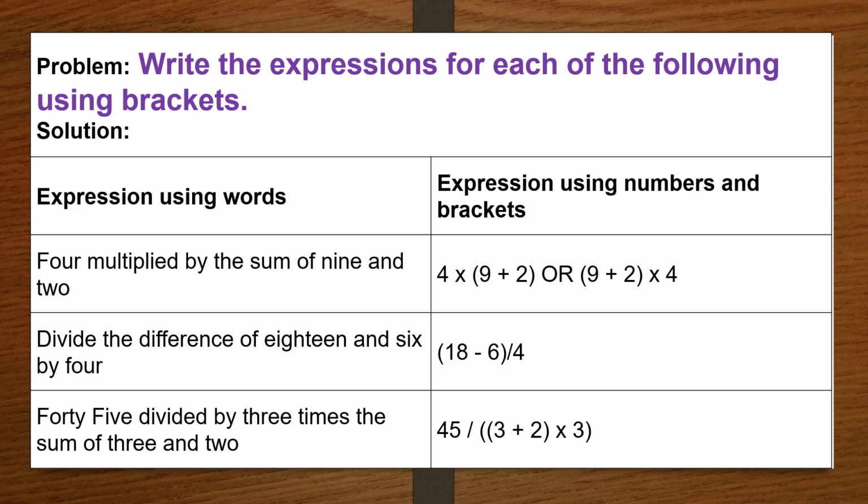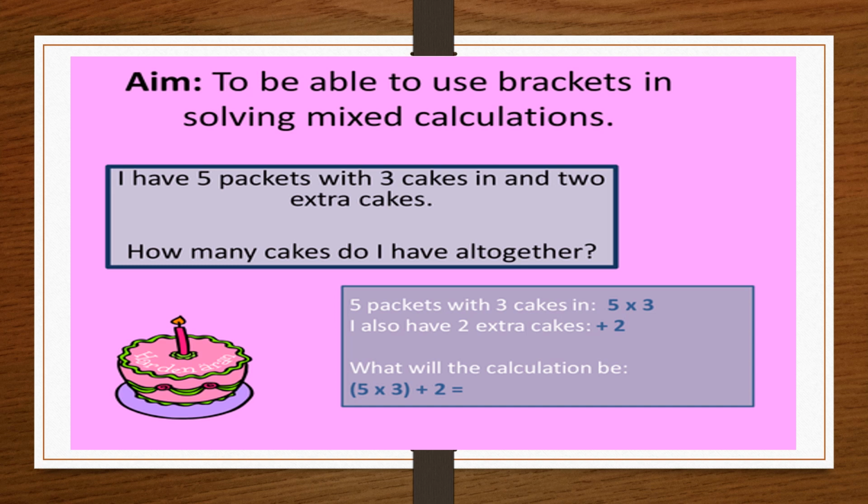Next part is 45 divided by 3 times the sum of 3 and 2. 45 divided 3 times. So 3 multiply sum of 3 and 2. So the sum is inside the bracket. 3 plus 2 is inside the bracket. So this slide shows you how to use bracket. Similar example for you. Let's have a look.